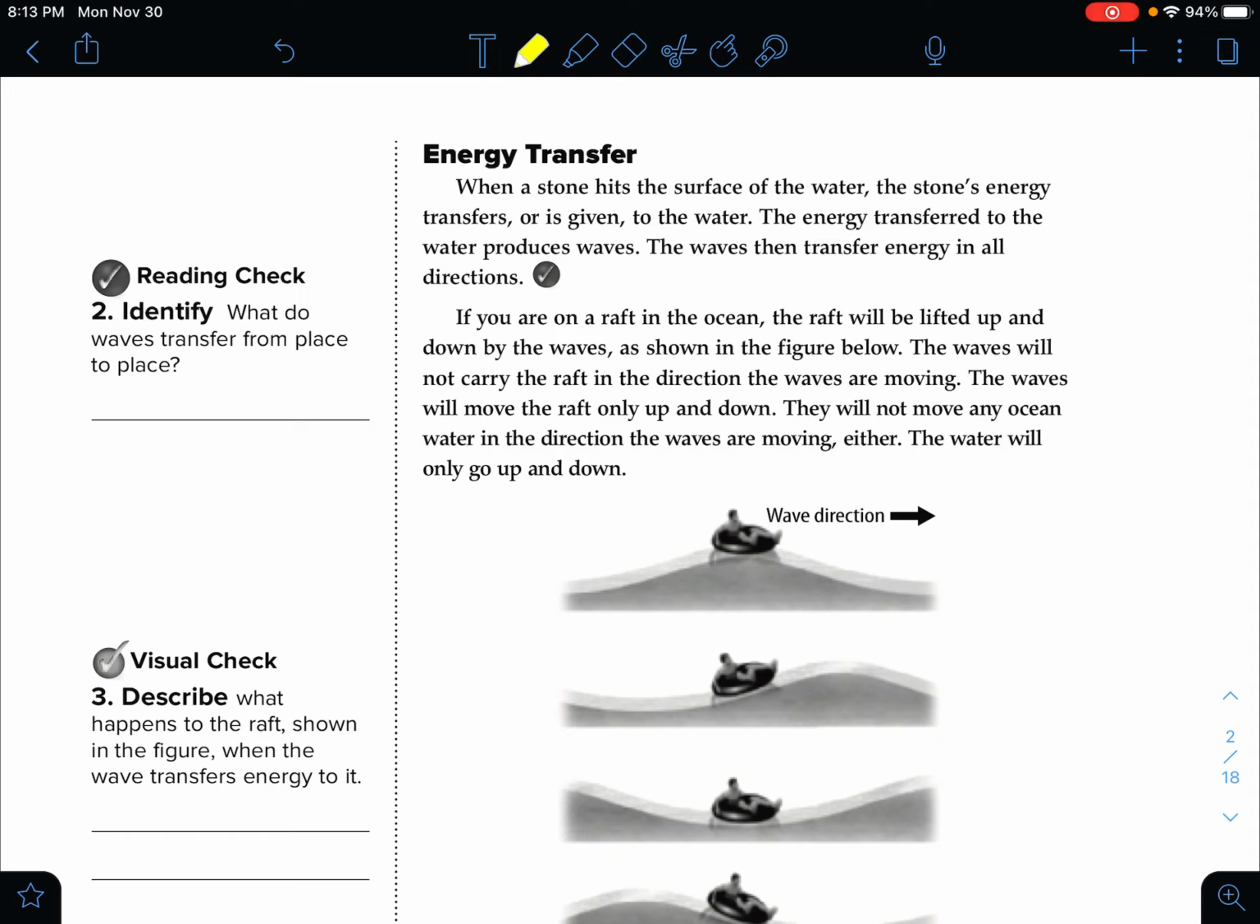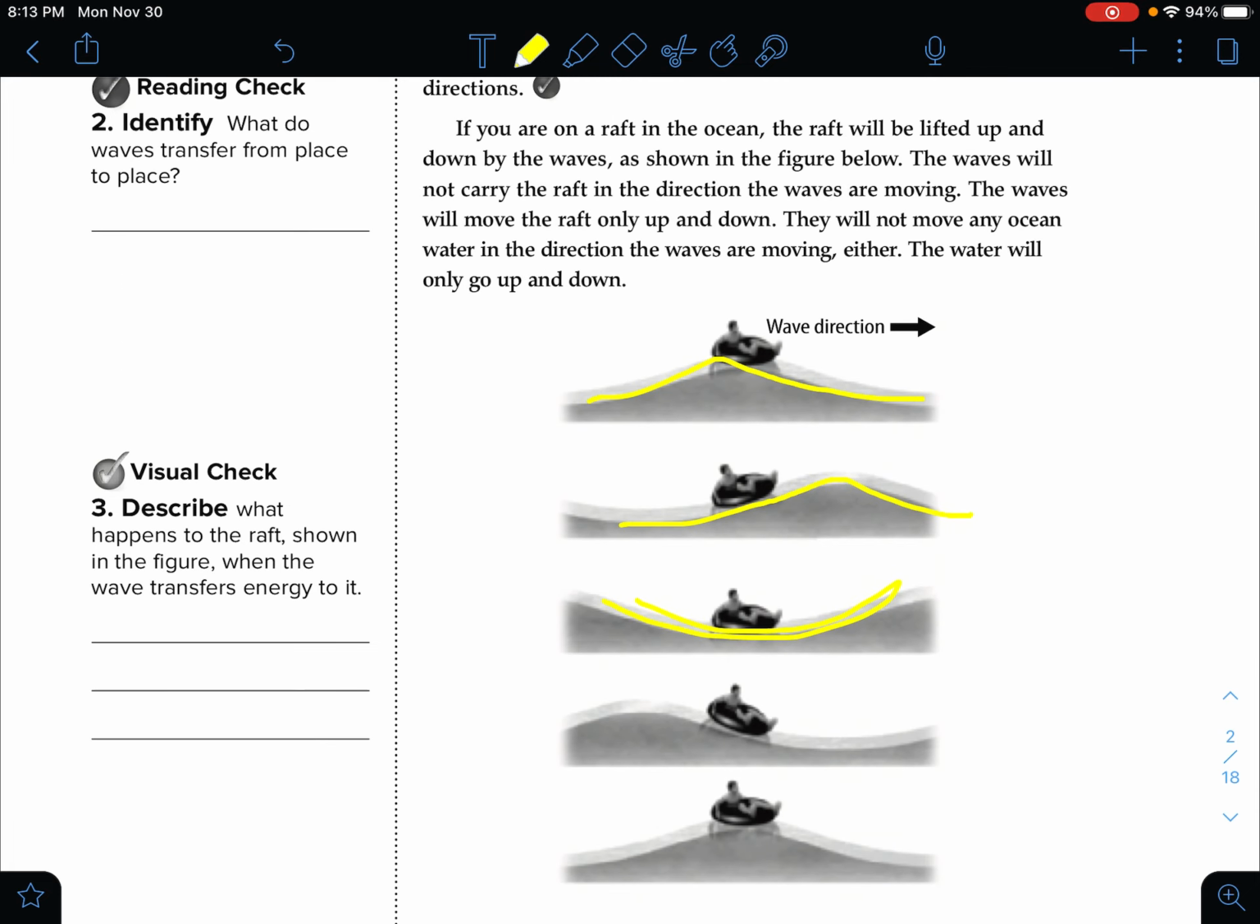Okay, so the waves will not carry the raft in the direction the waves are moving. The waves will only move the raft up and down. And so the wave passes and we see that we're right back where we started from. And then here comes another wave.